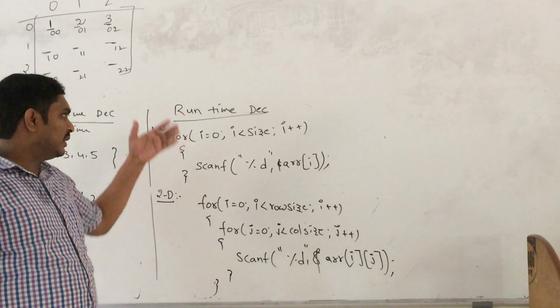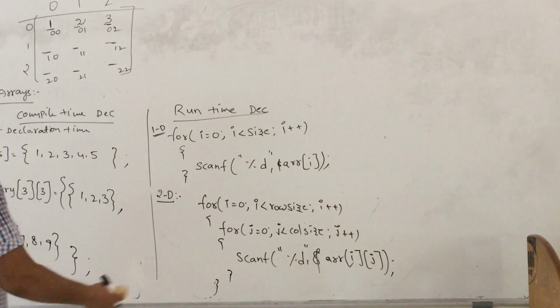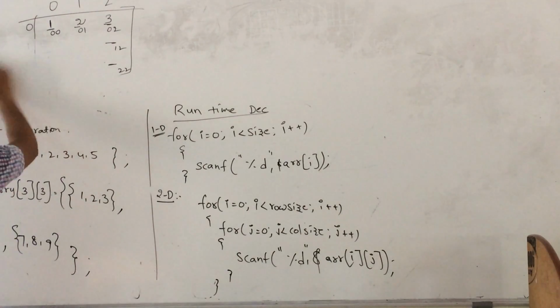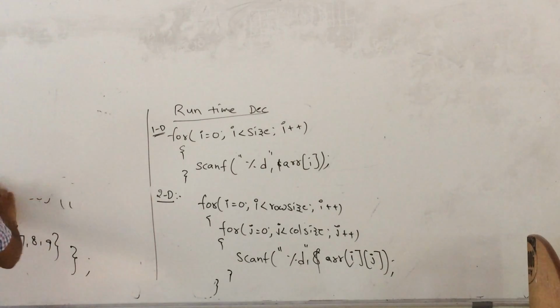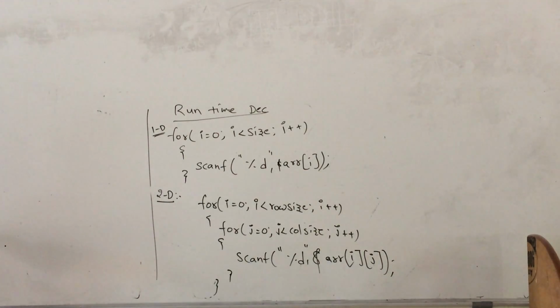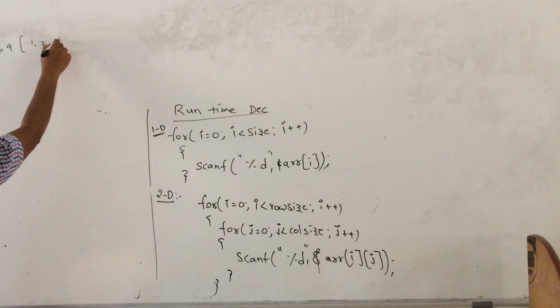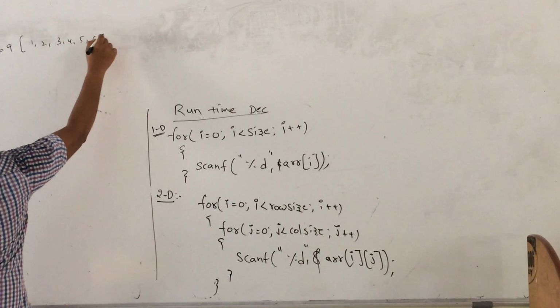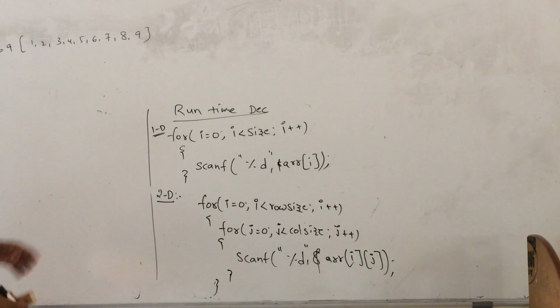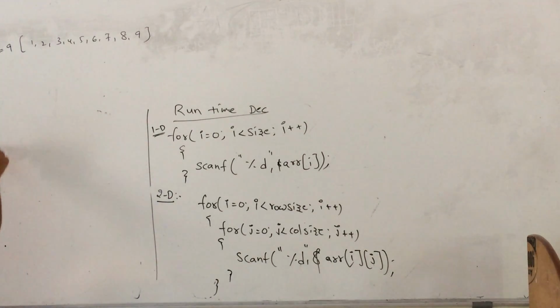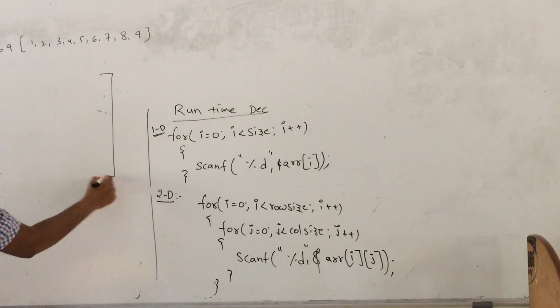We take the values at runtime. For example, I am taking a 3 by 3 matrix. That means totally 9 elements, and the 9 elements are 1, 2, 3, 4, 5, 6, 7, 8 and 9. So these are represented in 3 rows and 3 columns. That means a 3 by 3 matrix. For example, I am taking a matrix.